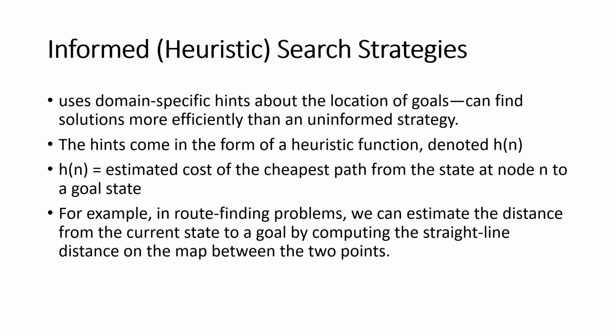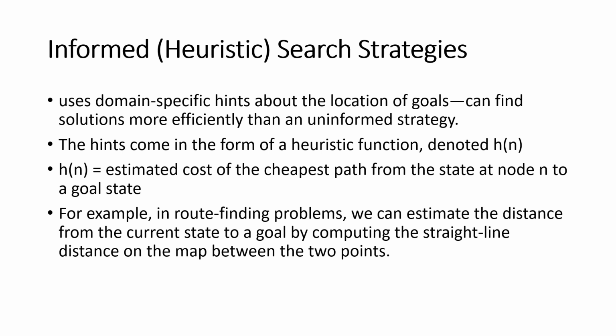So we have already seen uninformed search strategies, for example, BFS and DFS, that explore blindly. Real systems use knowledge about the goal location to guide the search. So heuristics actually help the algorithm to guess which direction looks promising. Informed search uses domain specific hints, and these hints are encoded as a heuristic function.